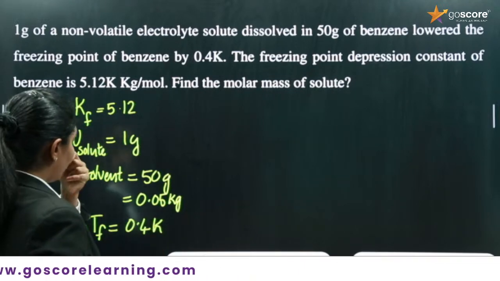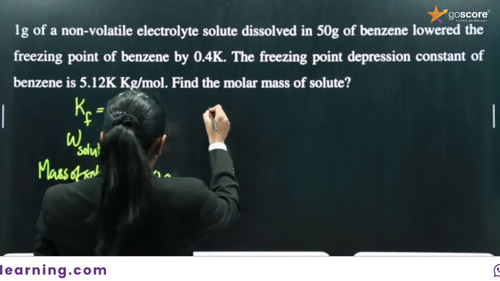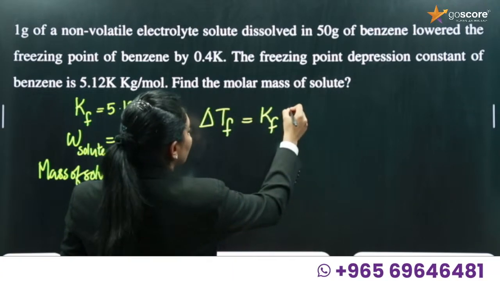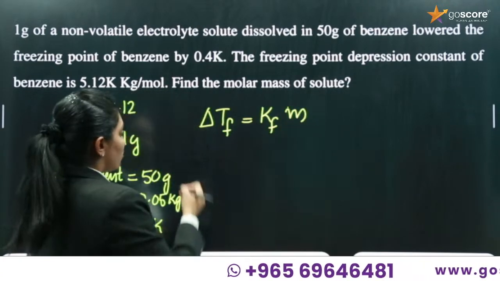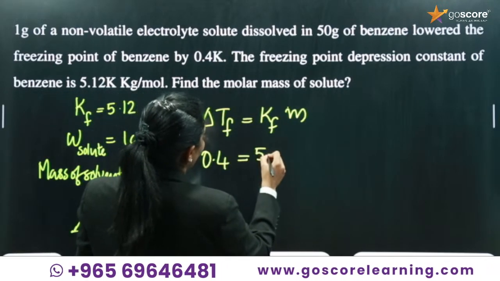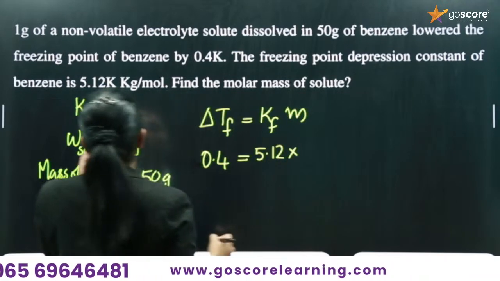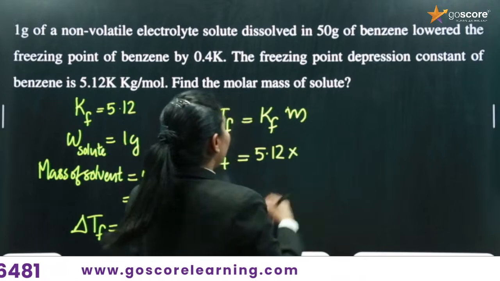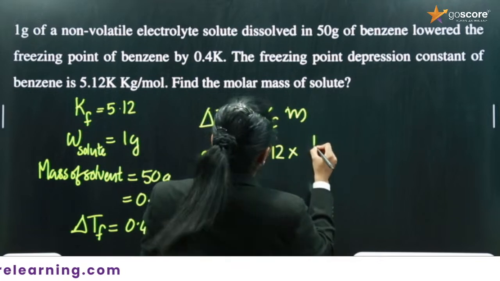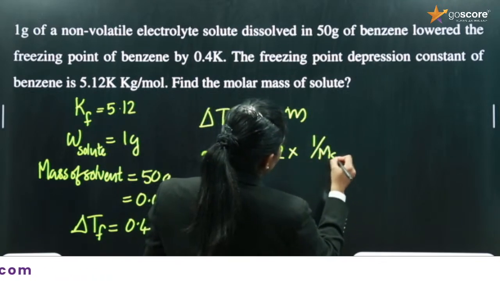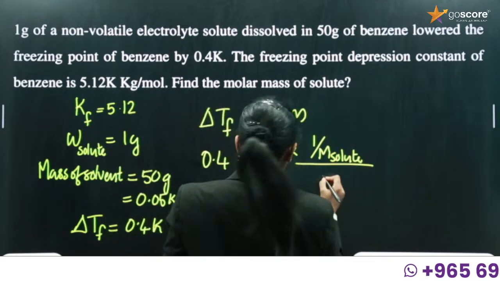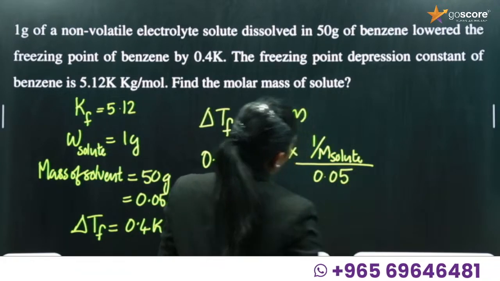What do you want to find out? The molar mass of solute. The equation is delta TF equals KF into molality, right? Your delta TF value is given as 0.4, equal to KF, which is 5.12, into the number of moles per mass of solvent in kilogram. The number of moles is the mass of the solute divided by its molar mass, whole divided by the mass of the solvent in kilogram, that is 0.05, right?